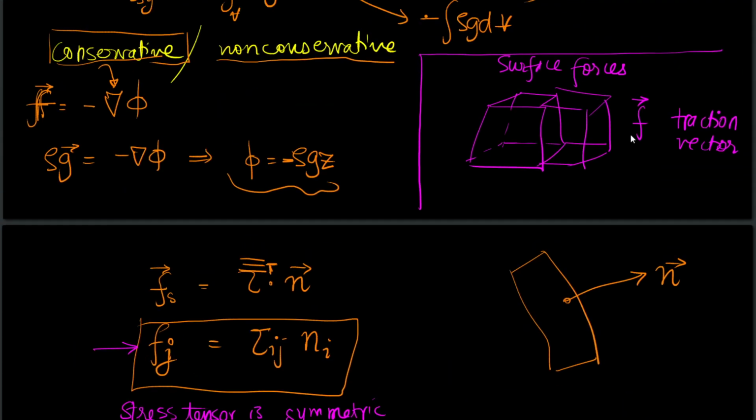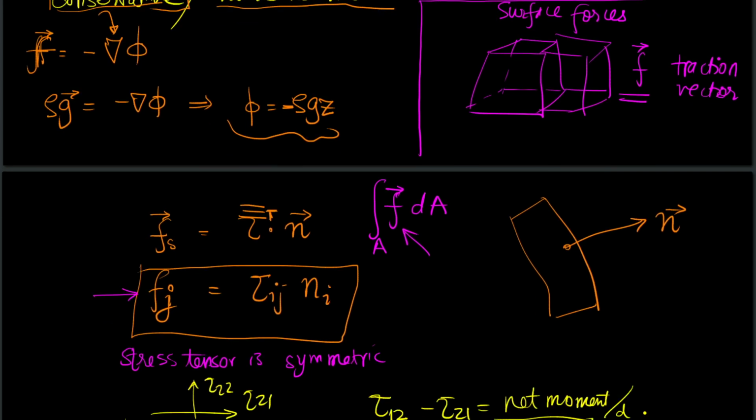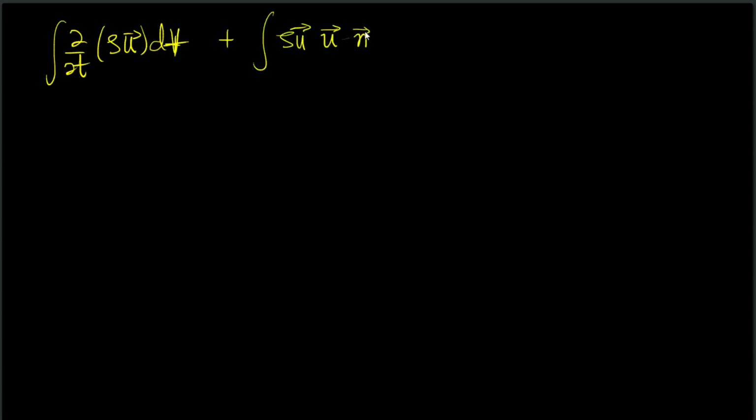So far we have seen the existence of a traction vector. So traction vector, when you integrate it over the entire surface, it gives you the total force because of this particular surface force. So let us compile the things that we have studied so far. So integral del T of rho u dv plus integral rho u dot n dA is equal to, so the first term is the body force and the second term is the traction, the surface force.